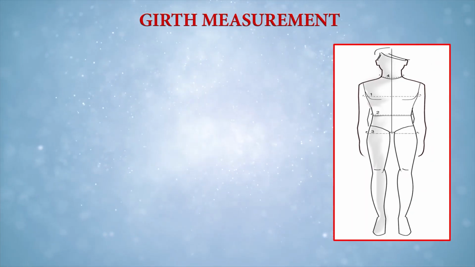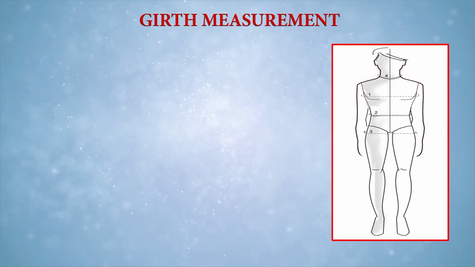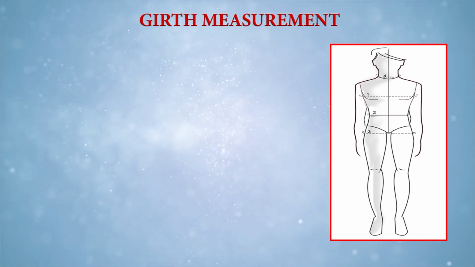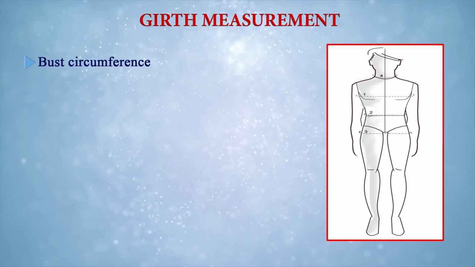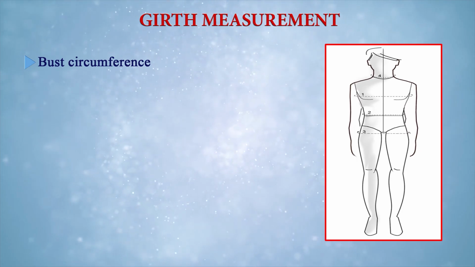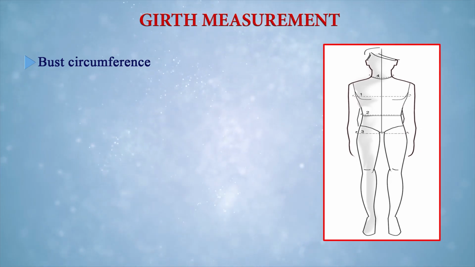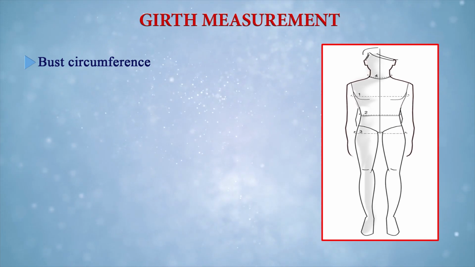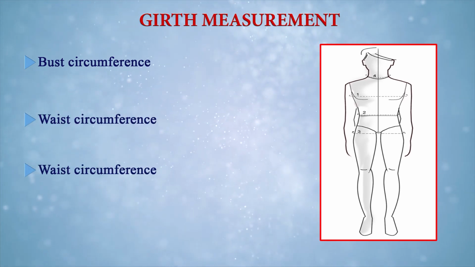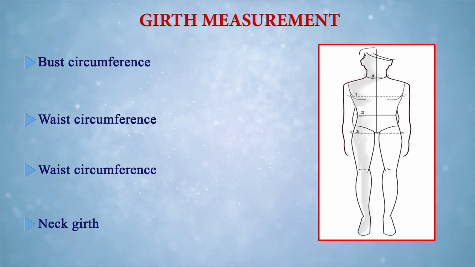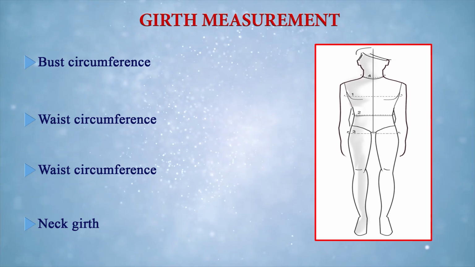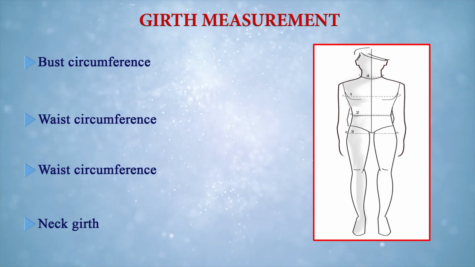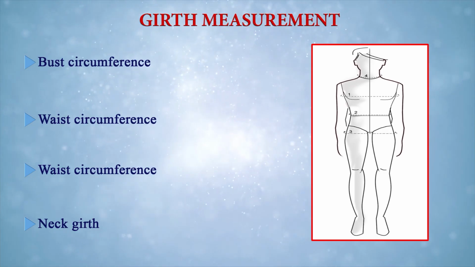As you see in the picture, from the picture you can identify which parts we take as girth measurements. It is the bust circumference, which in men's garments we call the chest circumference, waist measurement, hip circumference, and the neck girth. So these are the round parts of the body, which in technical terms in fashion design are called girth measurements.